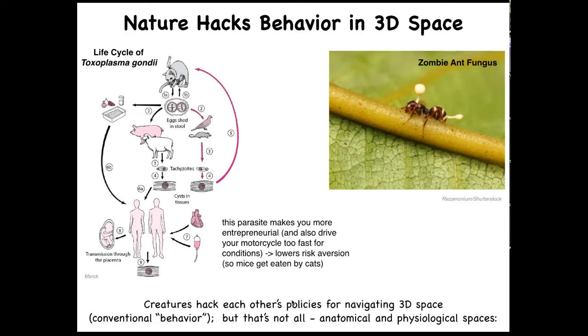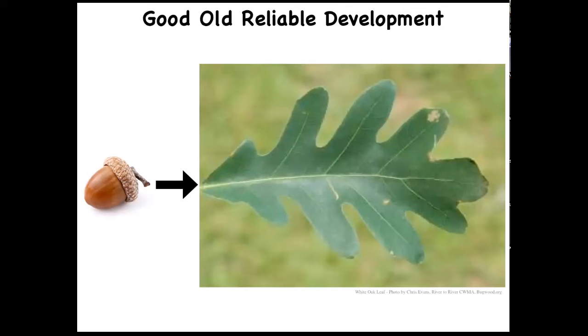But that's not all, because these parasites can also hack the behavior of life in anatomical and physiological spaces. And what do I mean by that? Well, here's development. Development is amazing, but it really lulls us into a false sense of understanding, because we look at the reliability of this process. Here's an acorn, here's an oak leaf. And we tend to think that we know what the oak genome does. It takes you on a particular path in morphospace from here to here. This is what happens 100% of the time. So that's what we think the hardware encoded by the genetics knows how to do.